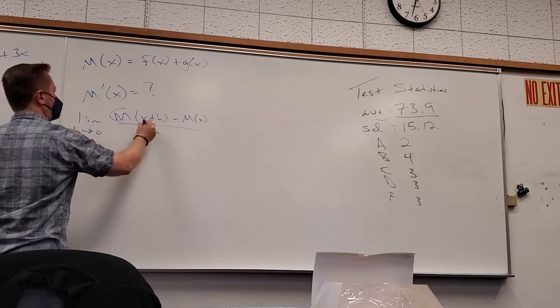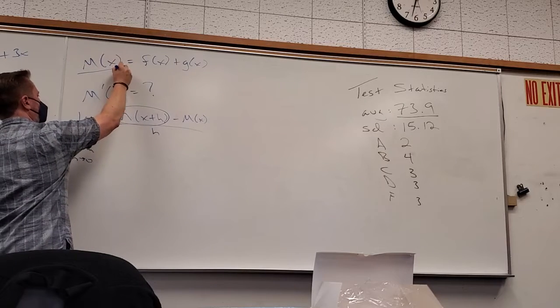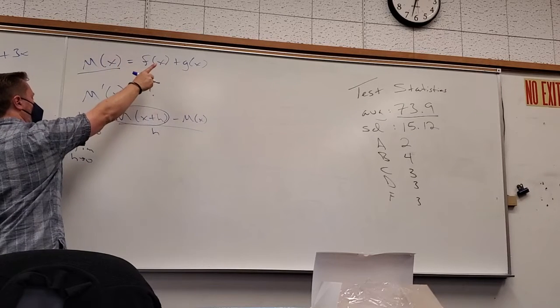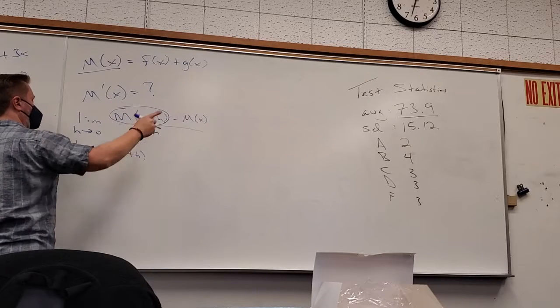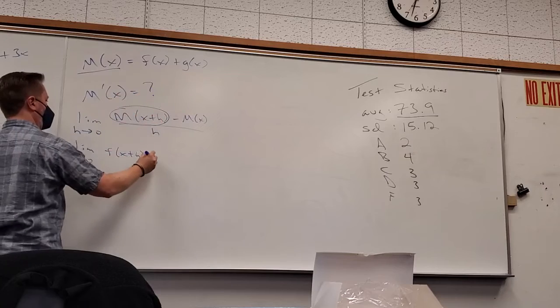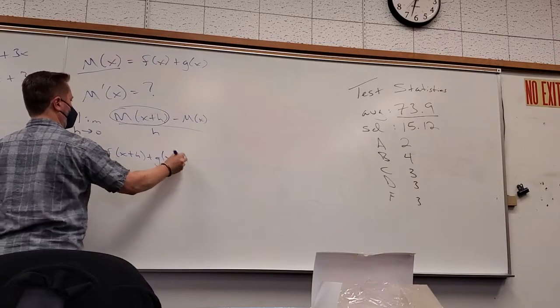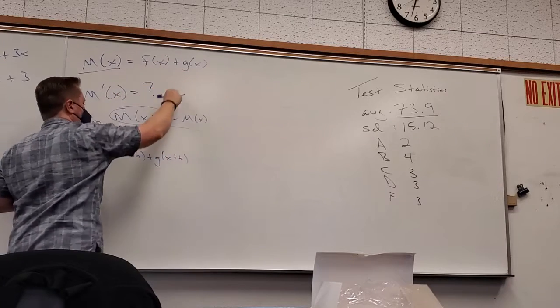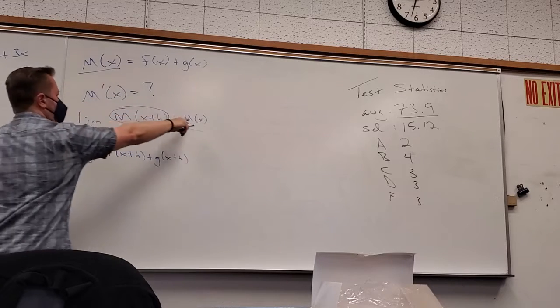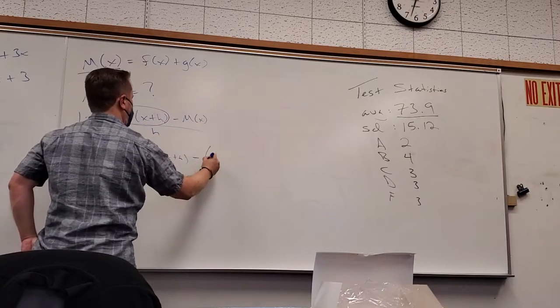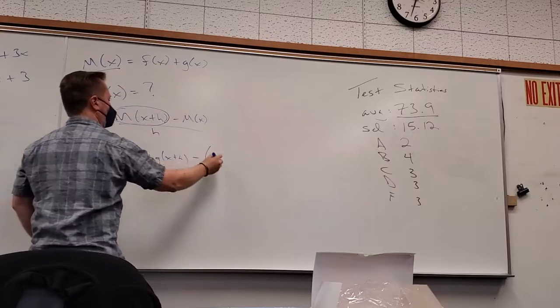What is this? Here's m of x. So what is this? Oh, f of x plus g of x plus h. Is that cool? m of x is f plus g, so m of x plus h is f of x plus h plus g of x plus h. So what is m of x? It's this.